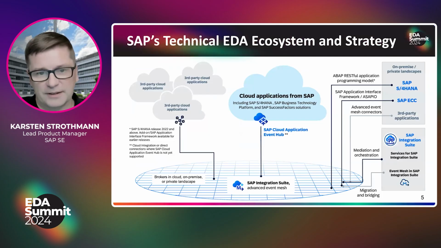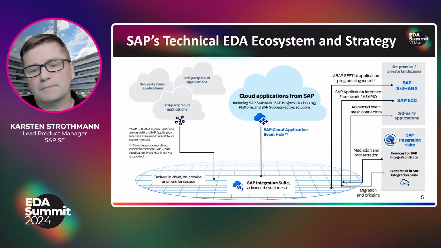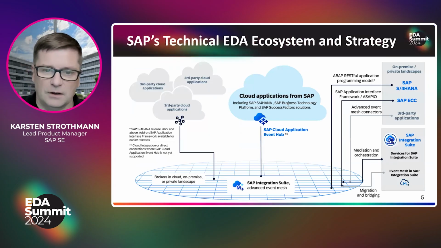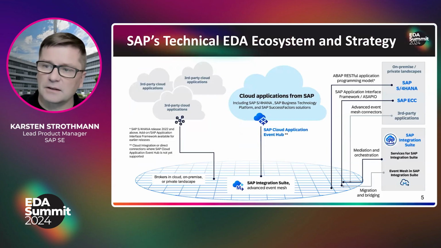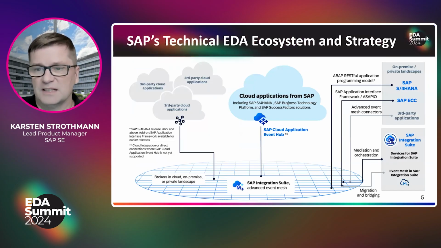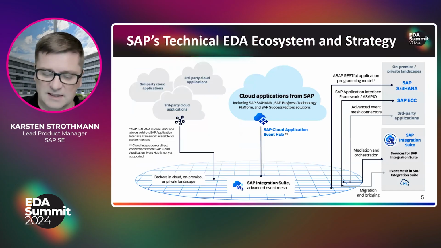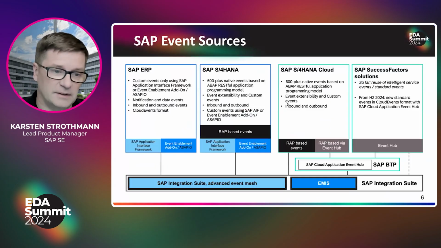And this one connection to Cloud Application Event Hub allows you to receive all SAP Cloud events. Then on the top right, you see SAP S/4HANA, you see SAP ECC, you see third-party applications. So using different approaches, you can use S4 and ECC as event sources in respect to on-premise and private landscape. And let's look at how that works.